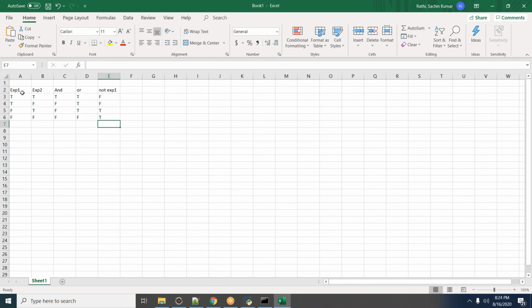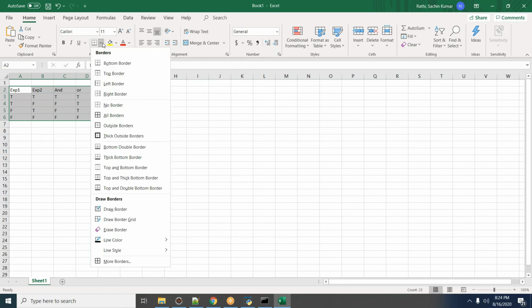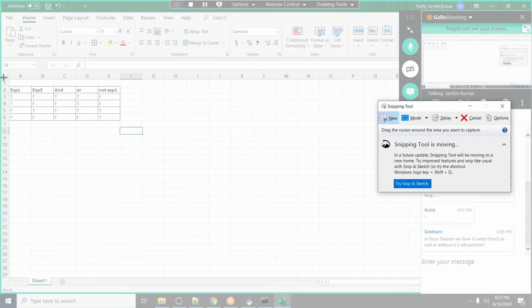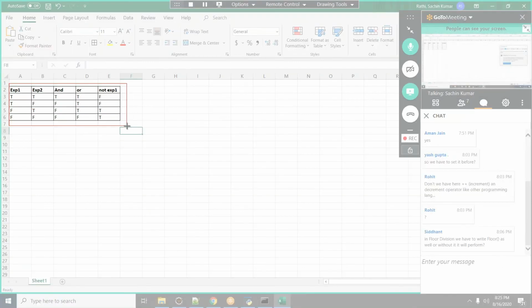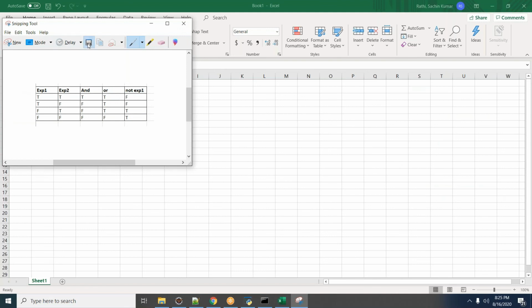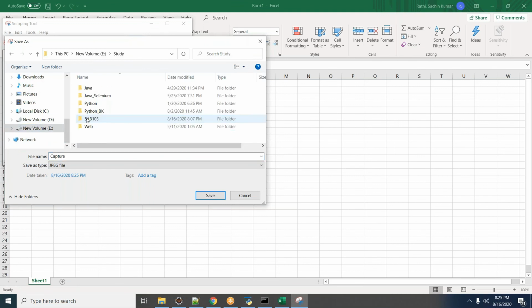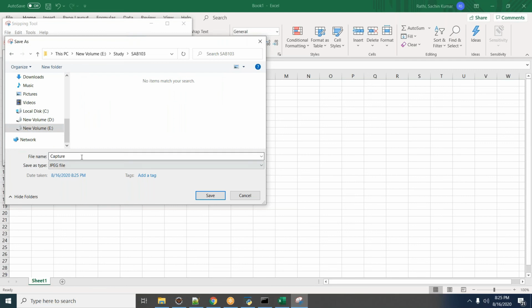Now let me know if any one of you is not able to understand this and, or and not logical operator. Otherwise, I will jump to the next example. No question means all of you understand. Great. Let me copy this in your study SAP103 folder as logical operator.